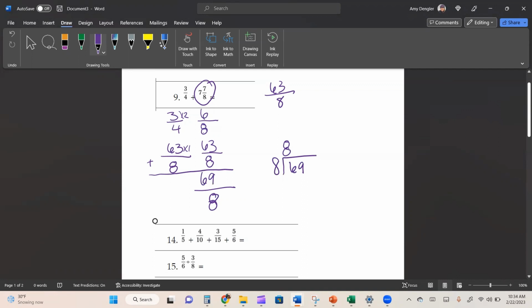So I'm going to put 8 there. 8 times 8 is 64, like we said. I'm going to subtract that from the 69, and we get 5. So this becomes our numerator, the remainder. And our denominator is this number over here. So now we have the answer of 8 and 5/8. Now, if this was not down to lowest terms, we would have to change that, but it is. So that is our answer for that problem.